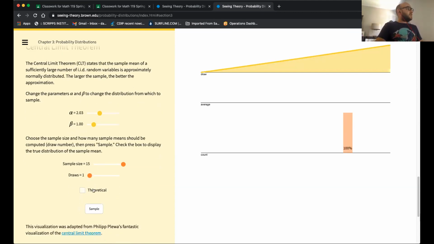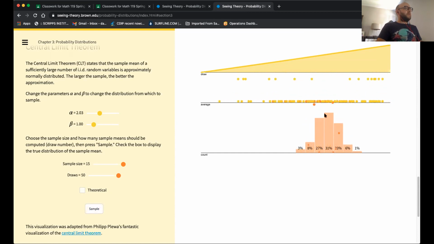So let's try this. I'm going to do it again. Do this again, and then let's do it a bunch of times. Keep doing it. Okay, just going to hit it a bunch.